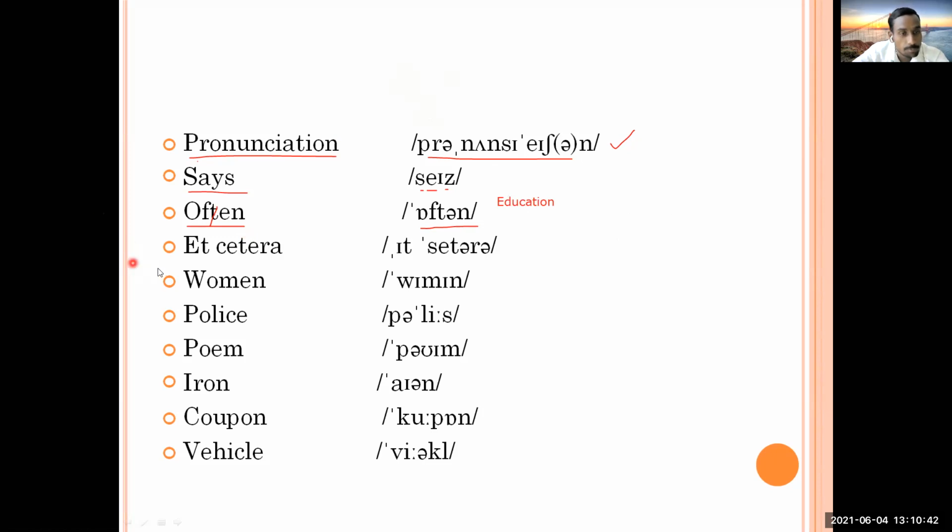Then next we have this, etc. Whenever you try to write something and at the end you cannot write the whole list, what do you do in short? You write down etc. Yes. And what is this etc? Etc is nothing but etcetera. So how are we going to pronounce it?